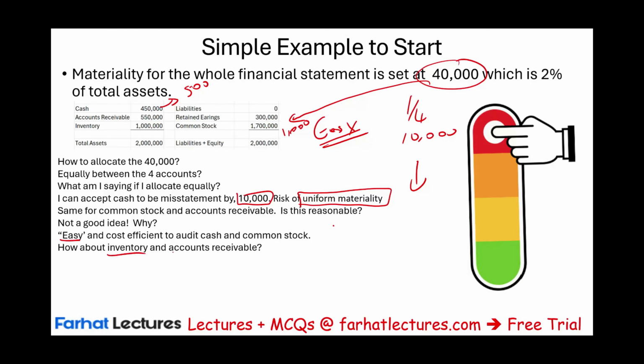Now, how about inventory and accounts receivable? So let's assume I allocated $1,000 for cash, just to keep it simple, and $1,000 to common stock. So I'm left with $38,000. How am I going to allocate the $38,000? I still have accounts receivable and inventory. Well, how am I going to allocate this? In any way I see fit.